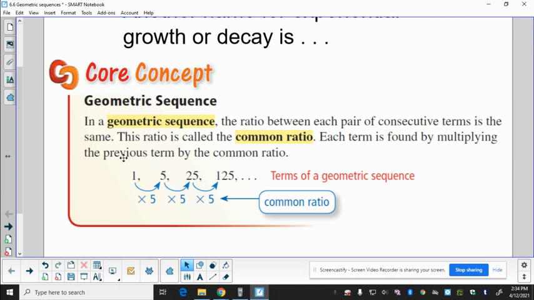So in a geometric sequence, the ratio between each pair of consecutive terms is the same. And this ratio is called the common ratio. Every term that you generate in a sequence is found through the process of multiplication. So if you compare this to arithmetic sequences, they have a common difference. So you either add or subtract the same amount to move from one term to another. These have what's called a common ratio of multiplication.